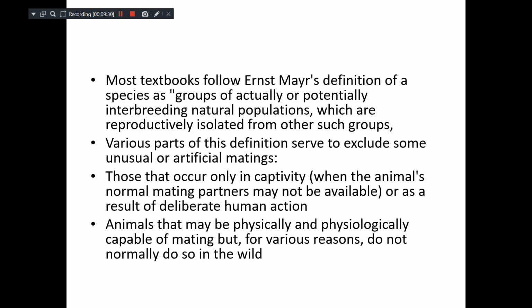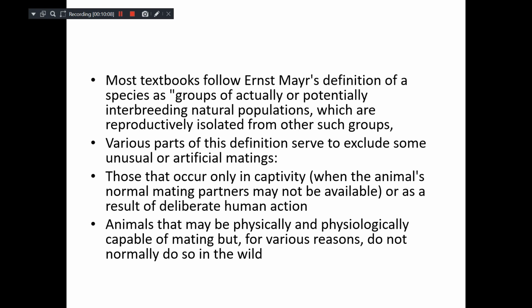But why this definition, though it is most accepted, is not an absolute definition. Why have we failed to define the species perfectly? Because though the Ernst Mayr definition says they should be natural populations, they should be interbreeding, they should be potentially or actually interbreeding, or they are isolated reproductively from such groups, till then, here we have excluded so many other things.